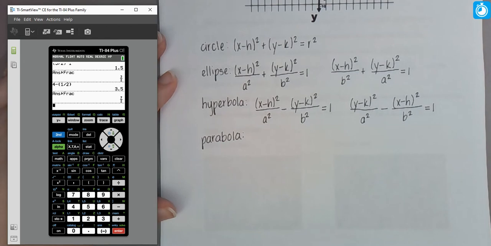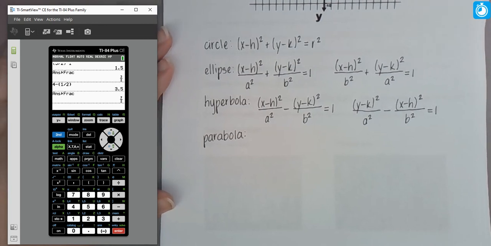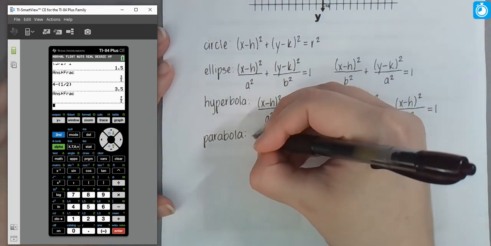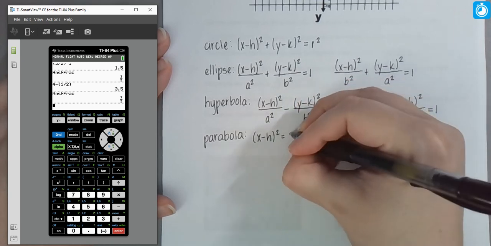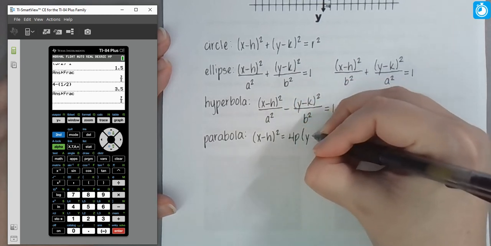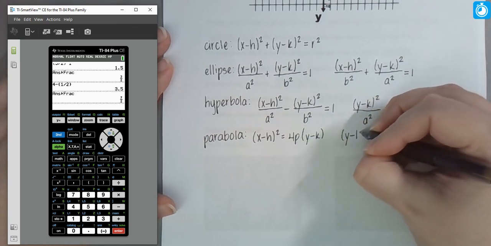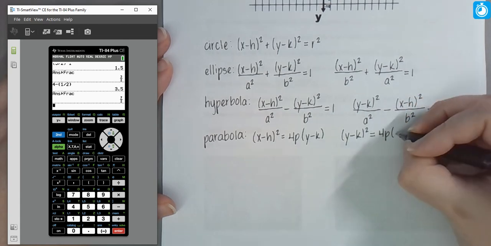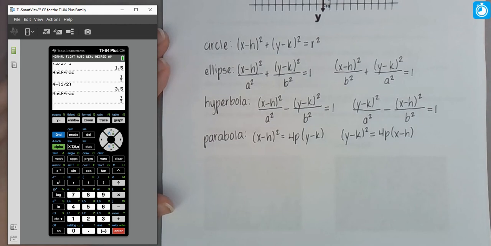As we've seen, the conic section form for our parabola, the standard form, is a little bit different than what we're used to seeing. It just gives us a slightly different perspective and gives us different information about how we would graph a parabola. So we can have something of the form (x minus h) squared is equal to 4p times (y minus k), or we can have something of the form (y minus k) squared is equal to 4p times (x minus h).